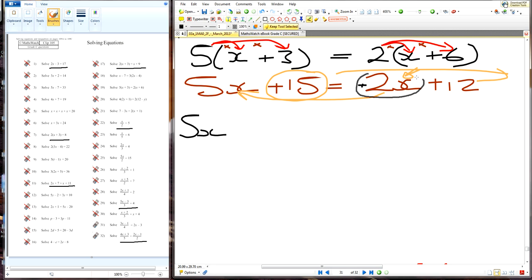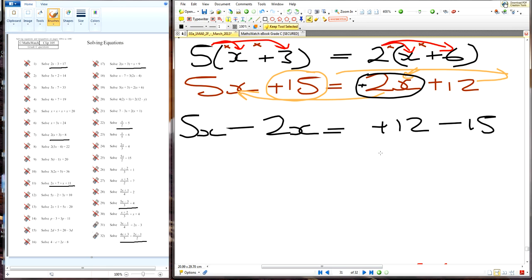When the plus 2x joins it, what does it become? Minus 2x. Plus 12 was already here. When the plus 15 joins, it becomes the opposite, minus 15. So now we have 5x minus 2x. This gives us what? 3x. And we have plus 12 minus 15. What's that give us?